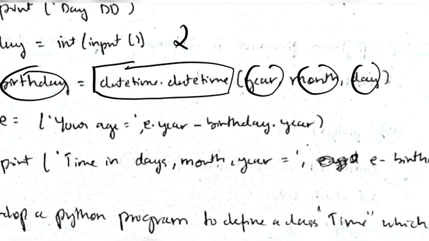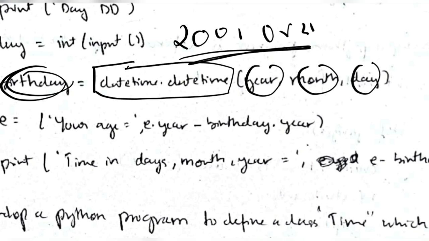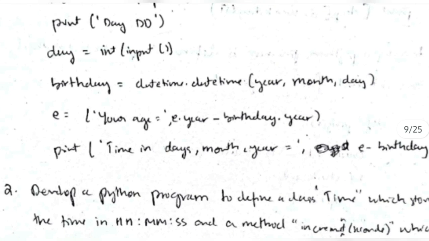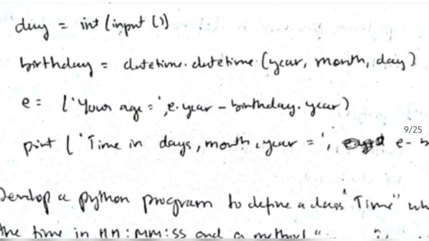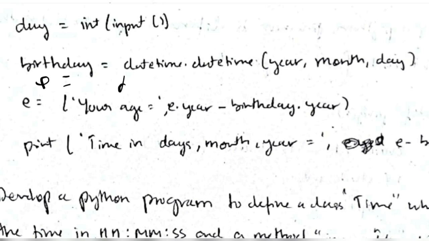So this will be stored as, like, if it is 2001/8/31, this is the birthday. Okay, this will be stored here. And E is nothing but your age. Okay, how do we calculate my age? For E I have missed a point here. Actually it will not be like this, it will actually be E equal to datetime.datetime.now.